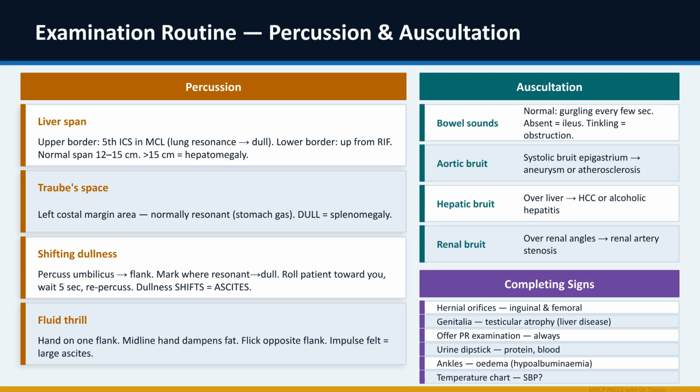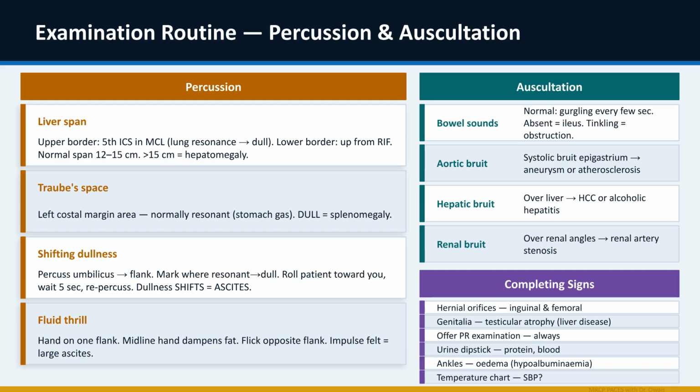Splenic dullness. Percuss over the left hypochondrium. The spleen should not be percussible unless enlarged. Use Traube's space, the area of gastric resonance bounded by the left costal margin anteriorly, the lower ribs laterally, and the diaphragm superiorly. Normally resonant. Dull Traube's space suggests splenomegaly.